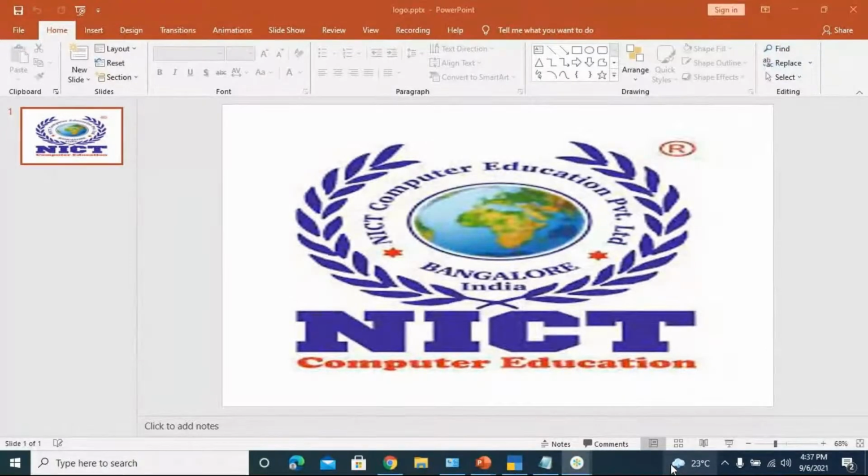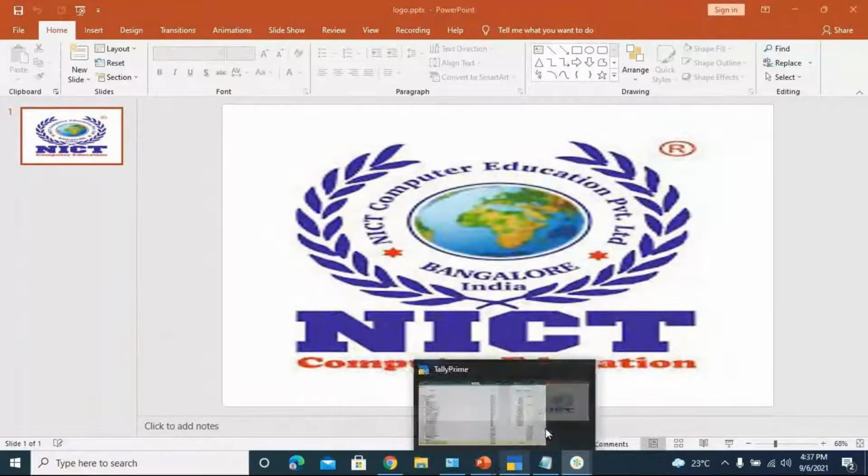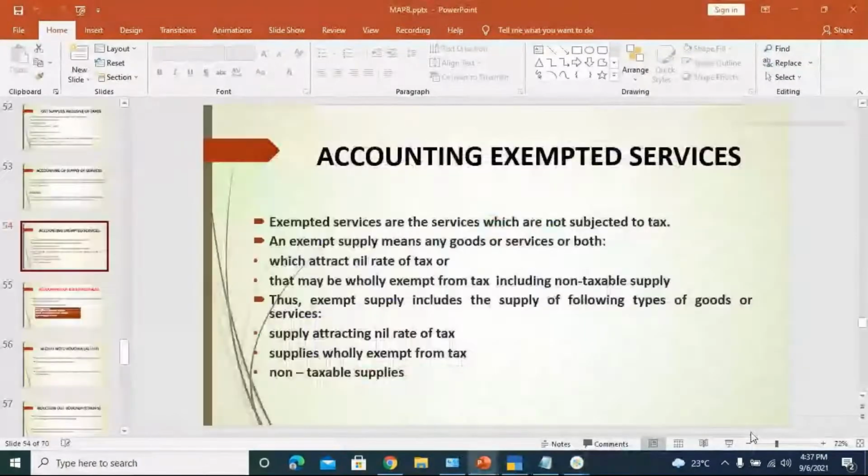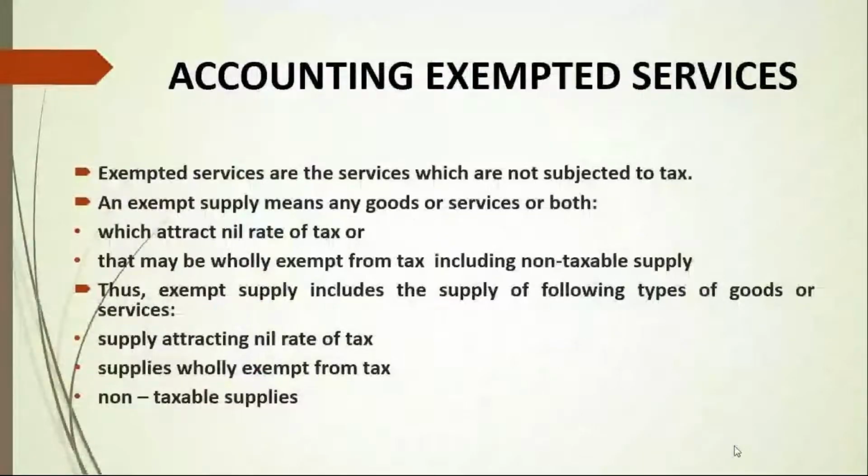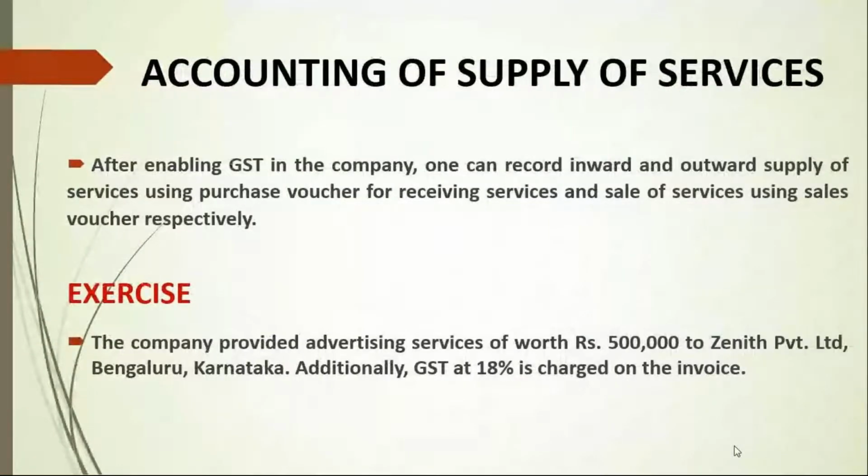Good evening, everyone. Let's start the session for today. Now, in the previous session, we had done with a couple of vouchers, yes? I think we had completed till accounting of supply of services, where we had provided advertising services of 5 lakh to Zell Private Limited. We had ended the voucher entry till here, I suppose. Yes?